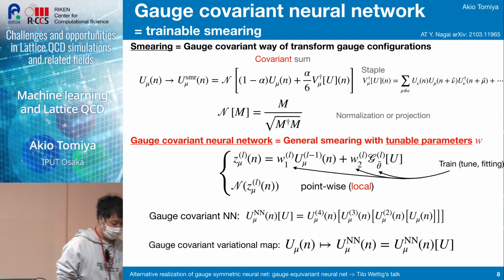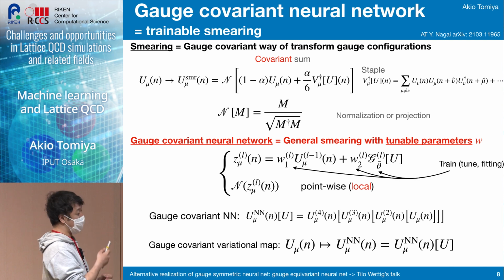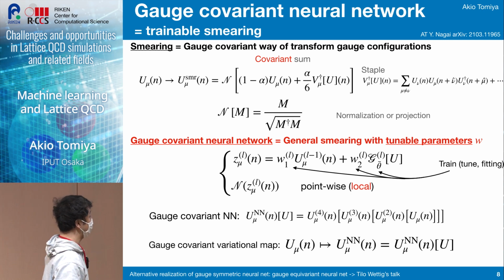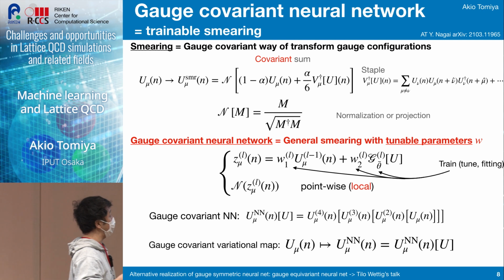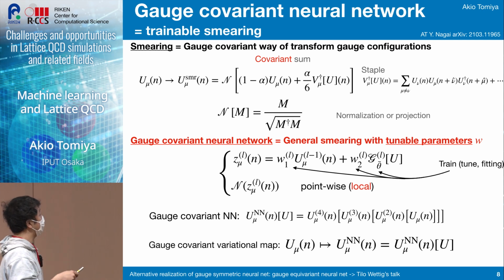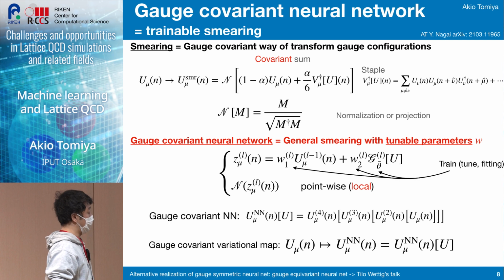And so we know the gauge covariant way of transforming a gauge configuration, so-called smearing. We input a bare or thin link, and we can construct a fat link through a summation of the thin link plus a staple. And with this projection, we get a smeared link.